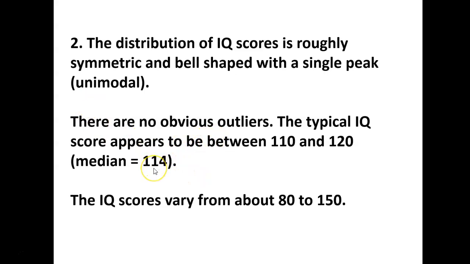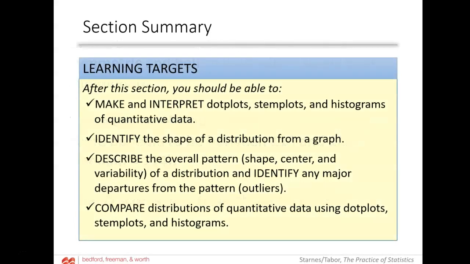Finding the median itself, we can do that on technology pretty easily, and that's coming up in the next lesson, actually. And then they mentioned that the IQ scores vary from 80 to 150. Notice they weren't doing any comparisons here. They were just describing the data from a single data set. So all they had here was context for the pieces that we needed to talk about.